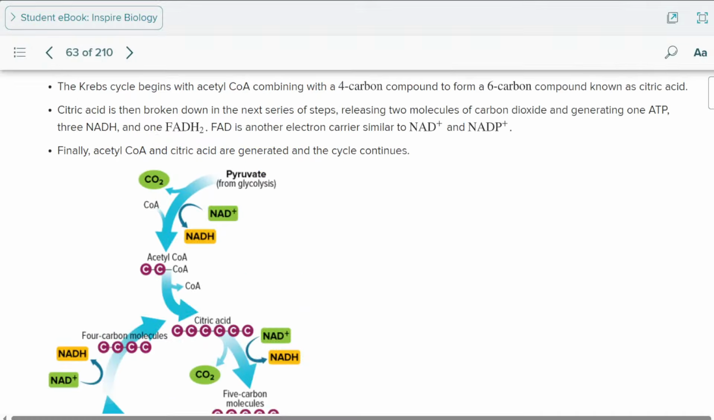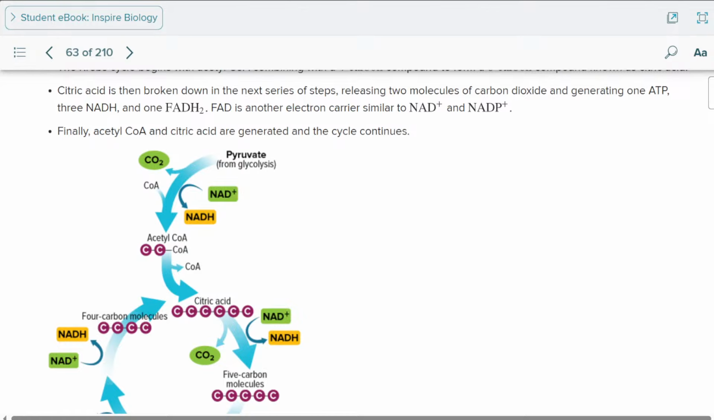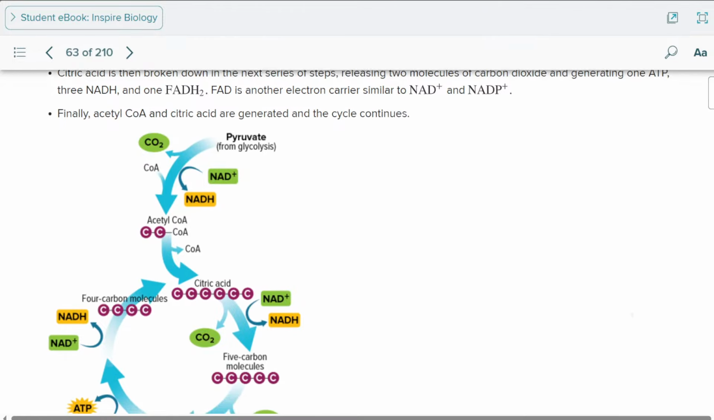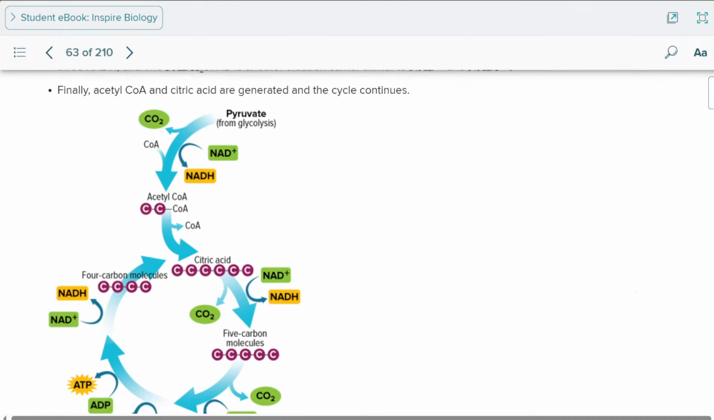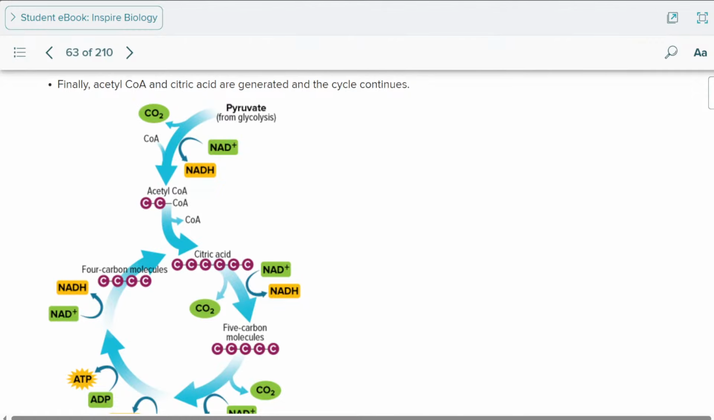Okay, I think I'm going to go as it is for the flow now. So the citric acid is then broken down in the next series of steps, releasing 2 molecules of carbon dioxide and generating 1 ATP, 3 NADH, and 1 FADH2. As I mentioned, NADH and FADH2 are going to be our electron carriers. FAD is another electron carrier similar to NAD plus and NADP plus. And then acetyl CoA and citric acid are generated and the cycle continues.